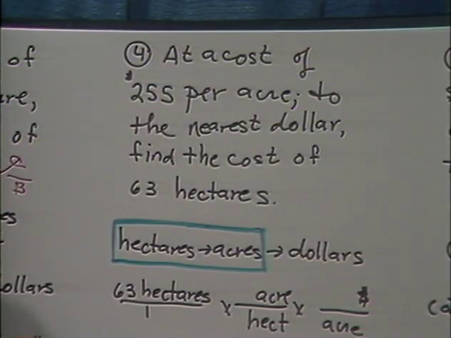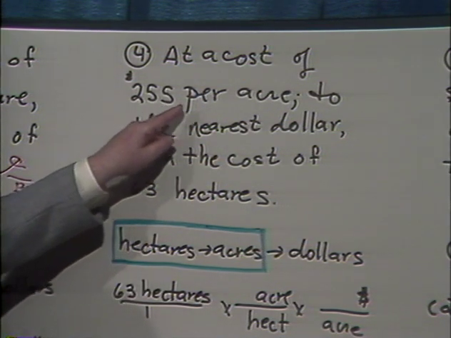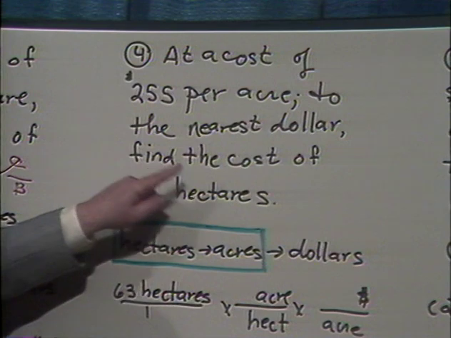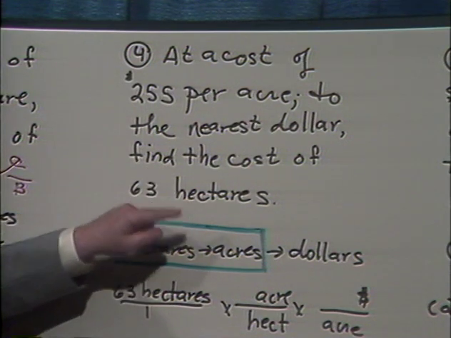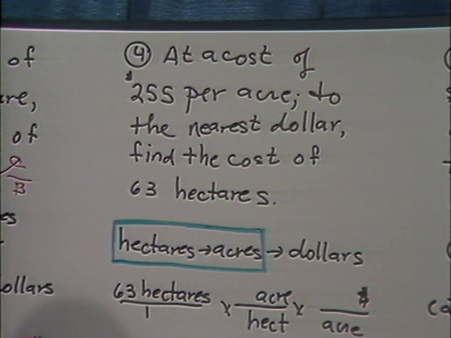Now, in problem 4, I matched that up with problem 3, in much the same way that 1 and 2 matched. Do you see what I've done now? I've interchanged the words acre and hectares. See, problem number 3 said, at a cost of $255 per hectare, find the cost of 63 acres. So now I've written what? At a cost of $255 per acre, to the nearest dollar, find the cost of 63 hectares.